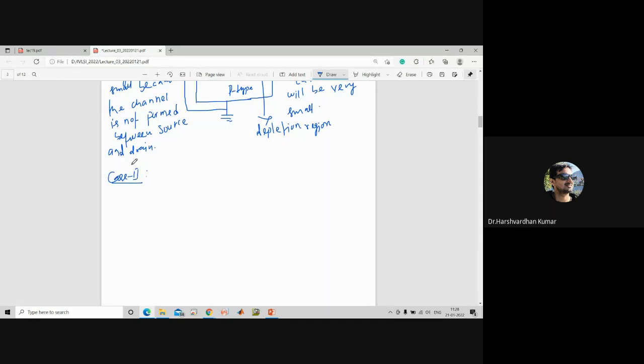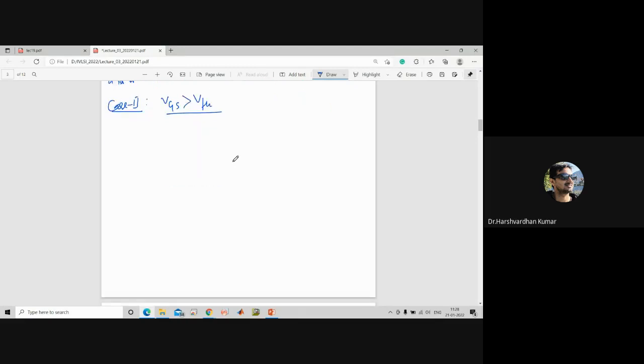So in case 2, what will happen? The VGS will be less than VTH. Let us draw the diagram so that you can understand. Why do I ask you whether you understand or not, yes or no? So that I can understand whether you people are understanding or not. Based on that, I can repeat.